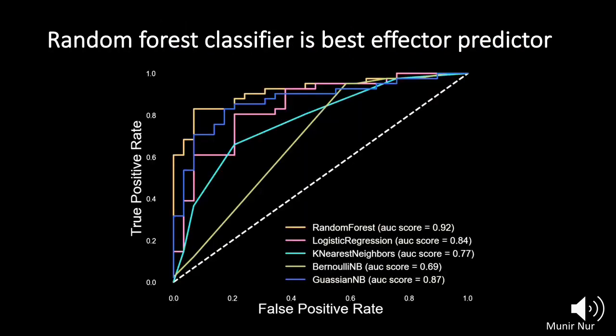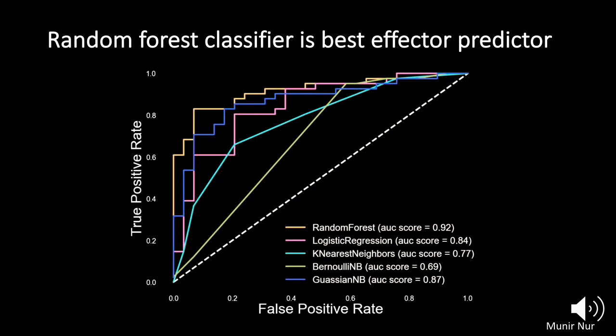Munir tested a bunch of different algorithms for effector prediction based on these characteristics and found that the best one was the random forest algorithm. This is a ROC curve, showing the true positive rate versus the false positive rate. As you can see, it's very accurate in predicting effectors. It has a low false positive rate and a good true positive rate overall.